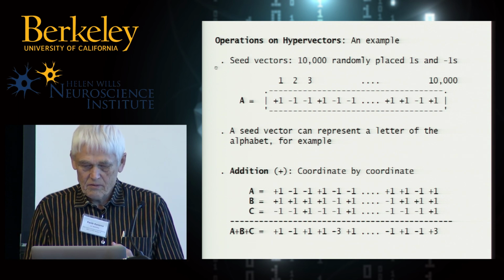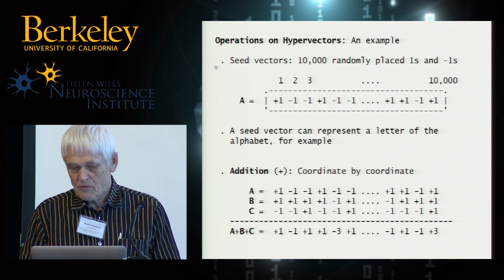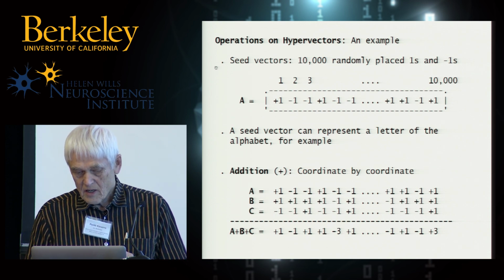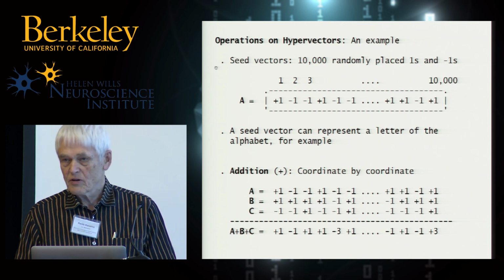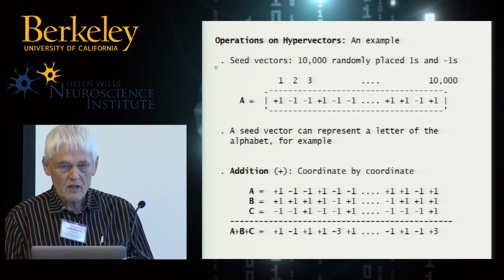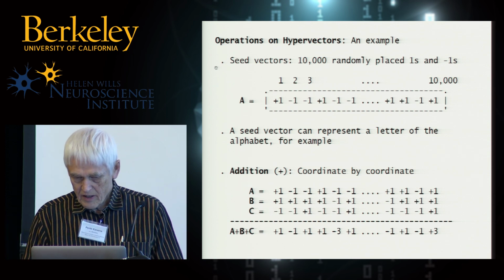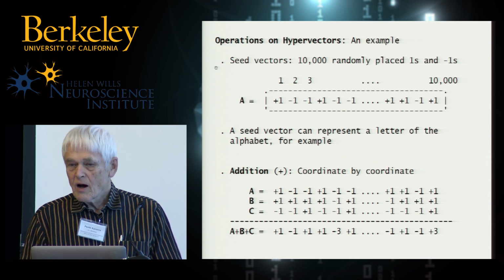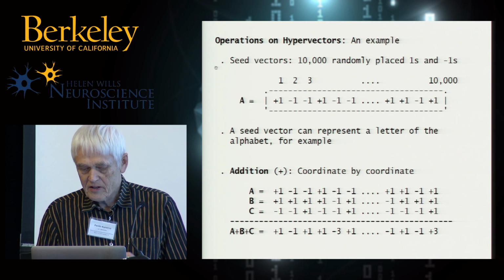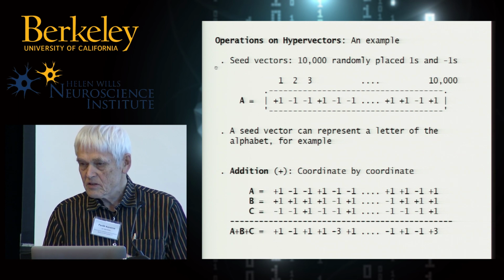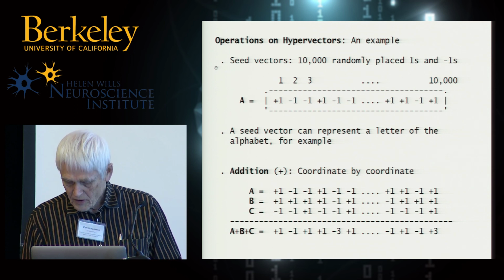So think of a seed vector A. It's just 10,000 randomly placed ones and minus ones. And such a seed vector could represent a letter of the alphabet, for example. It could represent a word in the vocabulary. And how do you operate? I've mentioned the addition operator. Actually, addition of these vectors would be just ordinary vector addition. So it goes coordinate by coordinate.